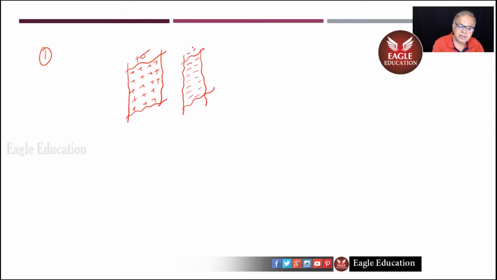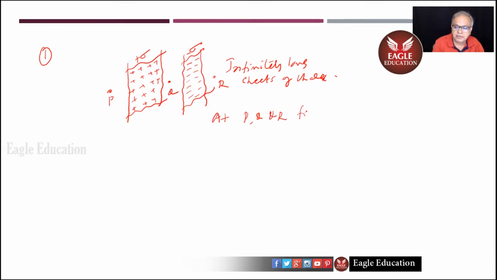Plus sigma, minus sigma like this. This cross thing, all this I put only to tell you that they're infinitely long sheets of charge. I'll give you points like this: some point P here, point Q here, point R here. At P, Q, and R, find out E.